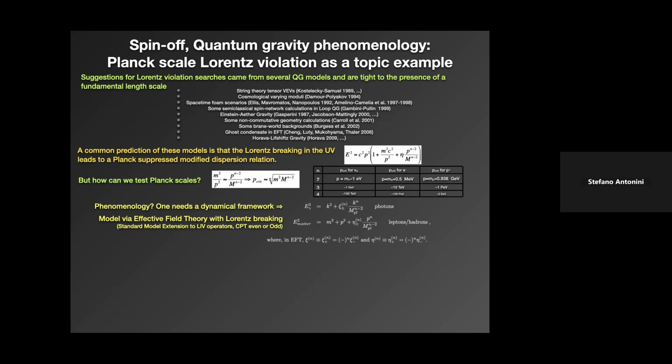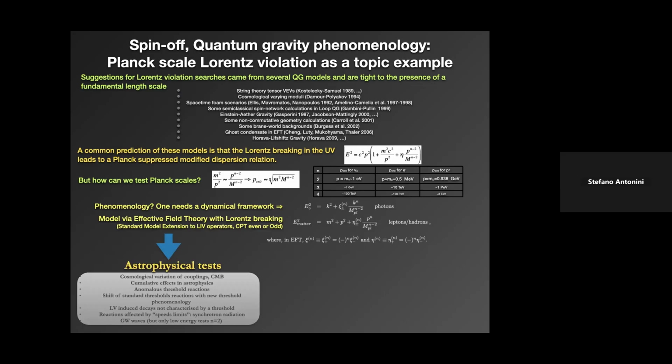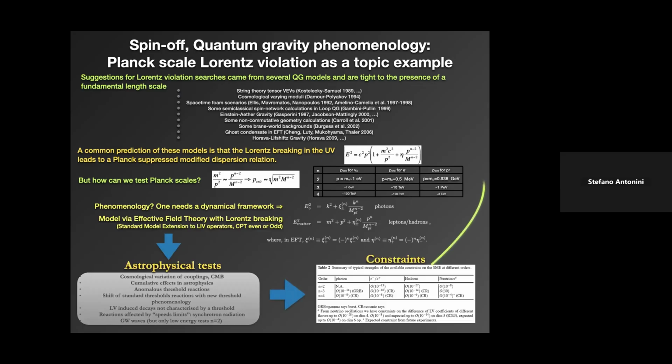So in the effective field theory, the standard model extension, you can write systematically how the dispersion relation appears. Then you have several astrophysical tests, and then you get constraints, and then you can get a feedback. And this is basically the very idea of quantum gravity phenomenology for Lorentz violation.